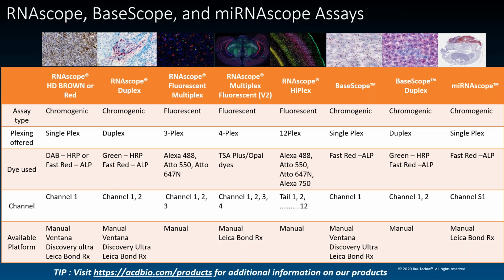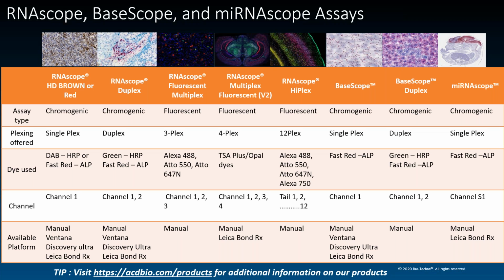If your target of interest is shorter than 300 nucleotides, or you are studying splice variants, point mutations, or highly homologous sequences, then the BaseScope assays will be the right choice for you. Currently, the BaseScope singleplex assay is available on all platforms, while the duplex assay is available on the manual platform.